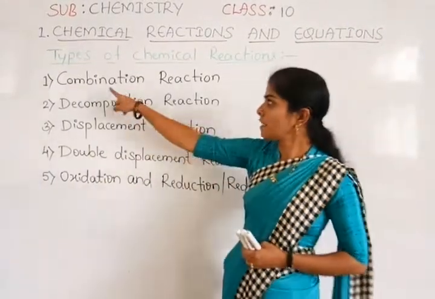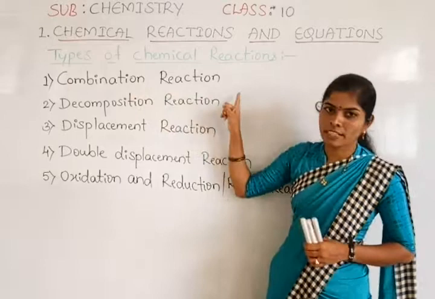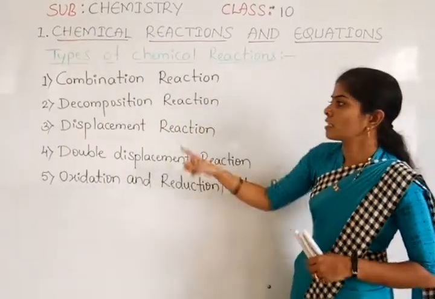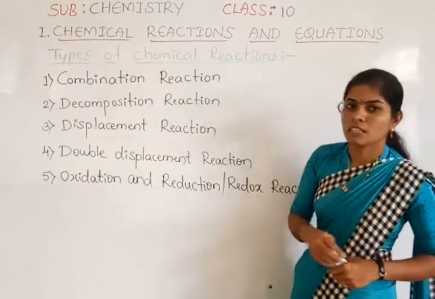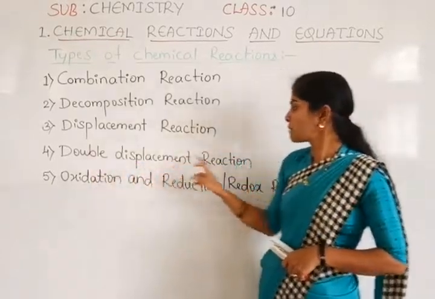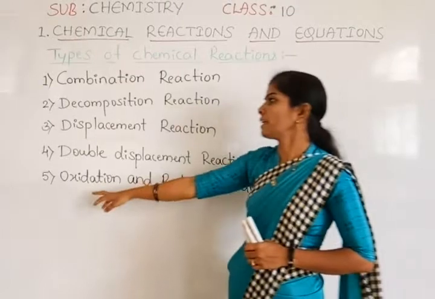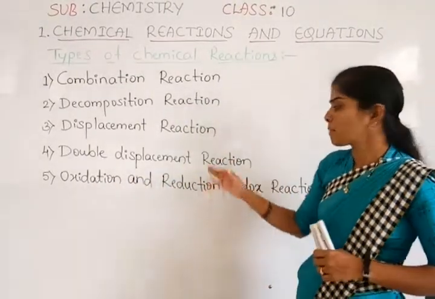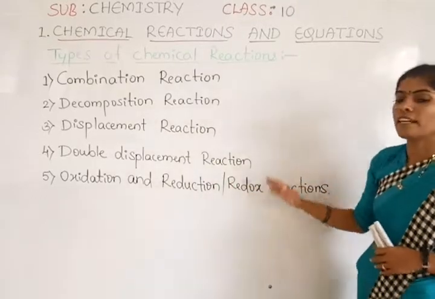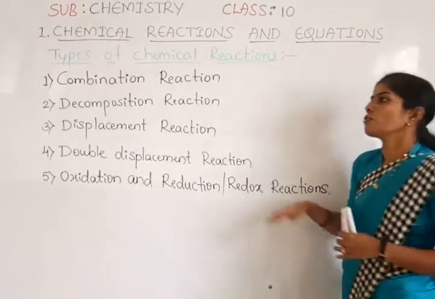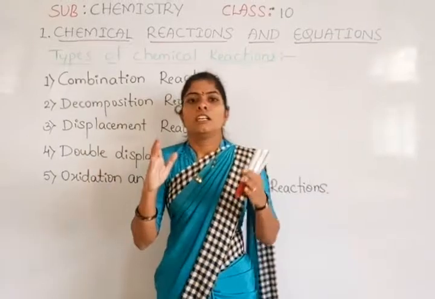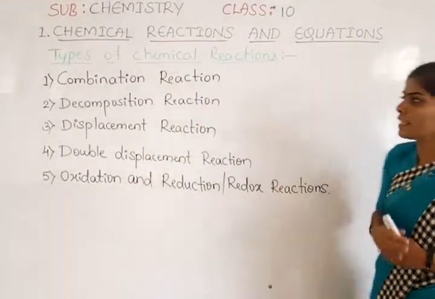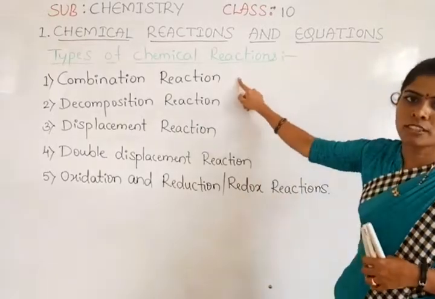The first one is combination reaction, second decomposition reaction, third displacement reaction, fourth one double displacement reaction, and the fifth one, that is oxidation and reduction reaction, or simply we can call this the redox reactions. So these are the 5 types of chemical reactions. Already we have learned about the combination reaction.